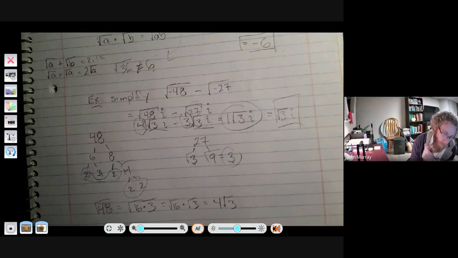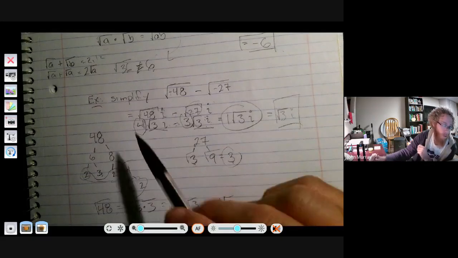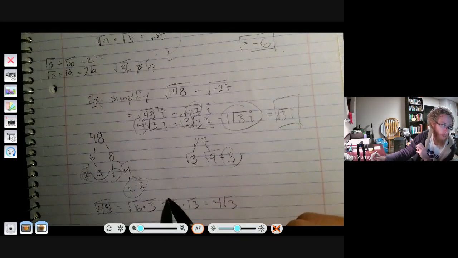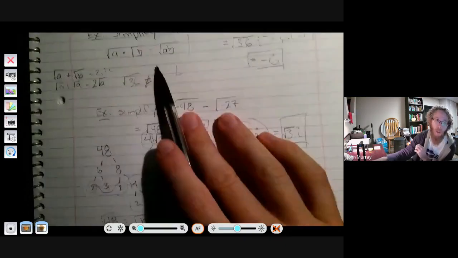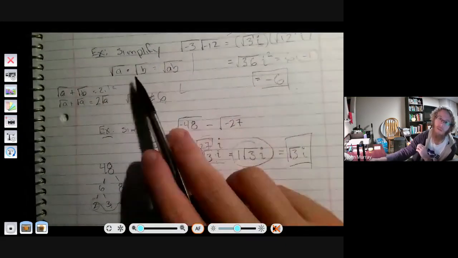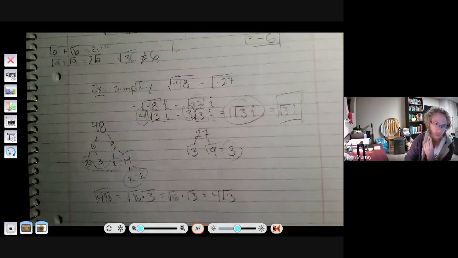Wait, so we don't do i squared? Nope, because we're not multiplying. It's just addition or subtraction. You only get i squared if you're involving multiplication in the problem.